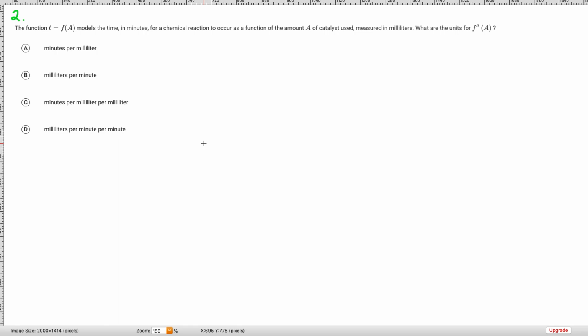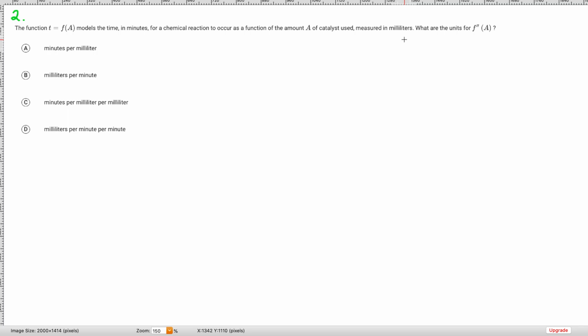Question just because they flip the typical relationship between the variables. So usually it's a function of time and it gives you the amount of some catalyst. But here it's a function of the amount that you have of this catalyst, which is measured in milliliters, and it gives you a time. So you put in more of this catalyst, it takes some time for this reaction to occur. And they're measuring how long it takes that reaction to occur.